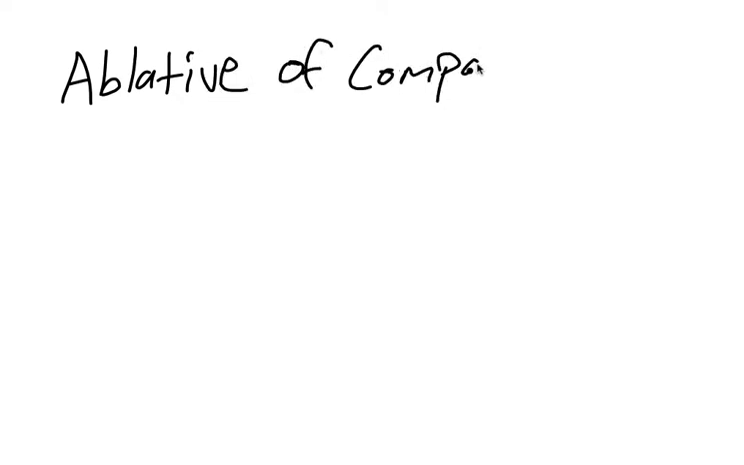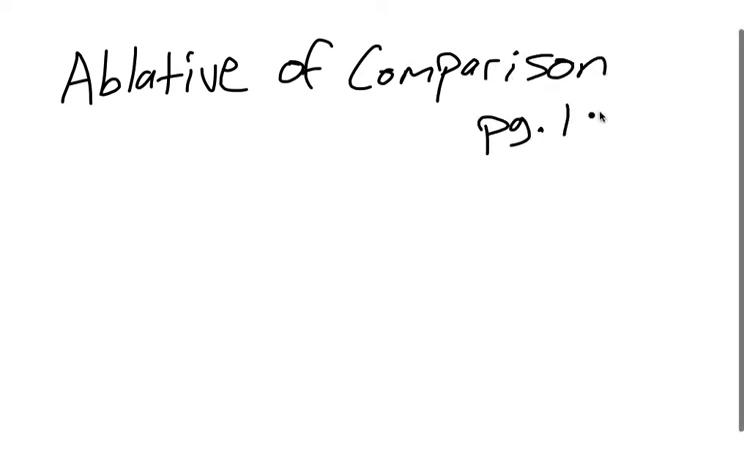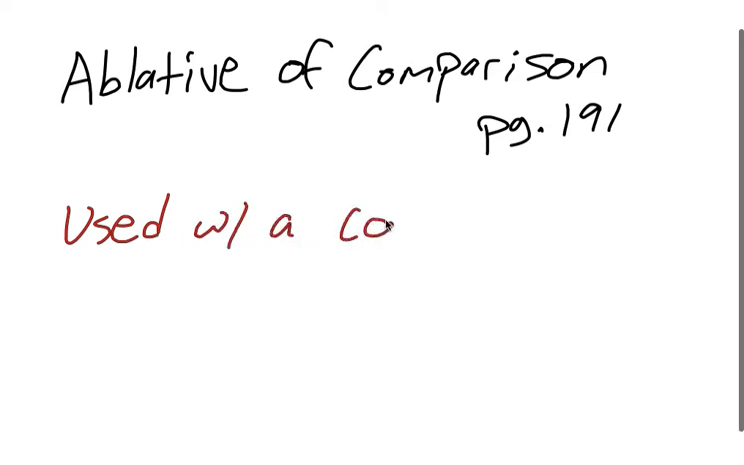Hey everyone, welcome back. Today we're talking about the ablative of comparison, which you can find in your book on page 191. Okay, so the ablative of comparison is used with a comparative, usually a comparative adjective. It can also be used with a comparative adverb, which we haven't learned about yet, but we will later. Okay, so let me give you an example sentence with an ablative of comparison.